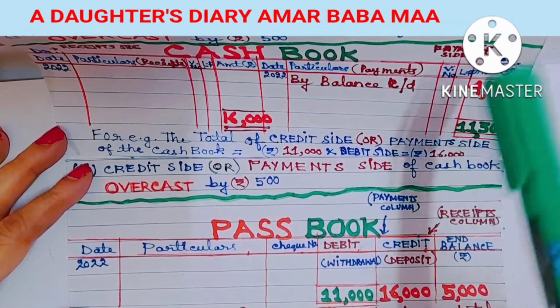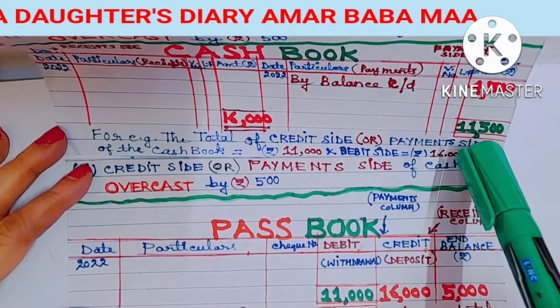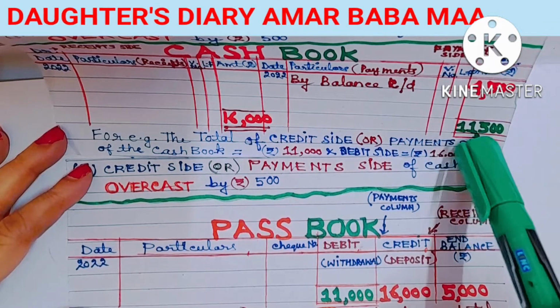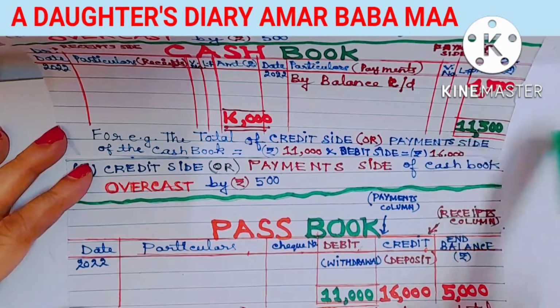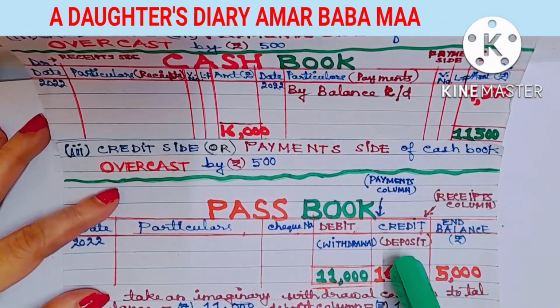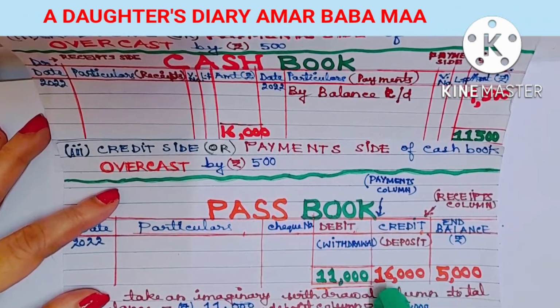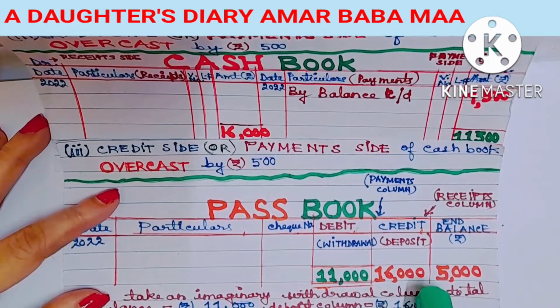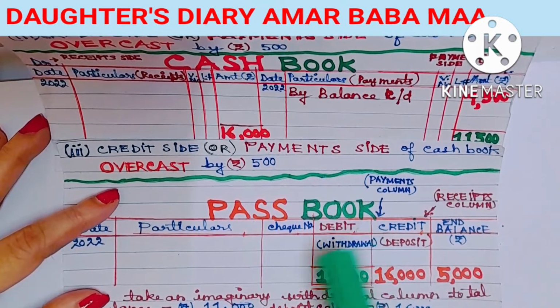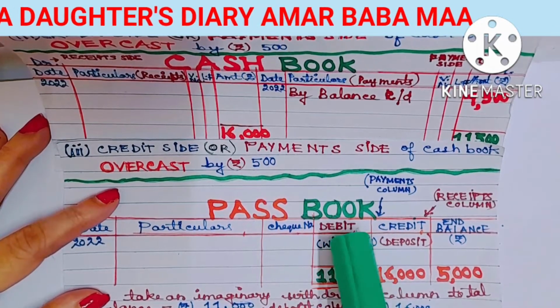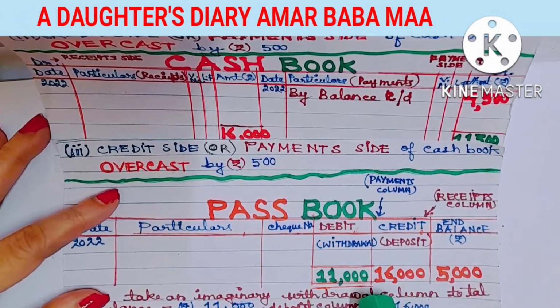So payment side is wrong. So the total of payment side or credit side of cash book is wrong, which has been overcast by rupees 500. Extra likheche. So now we can see the total of credit column or deposit column or receipt column of passbook is equal to 16,000, which is correct. And the total of debit column or withdrawal column or payments column of passbook is 11,000, which is also correct.